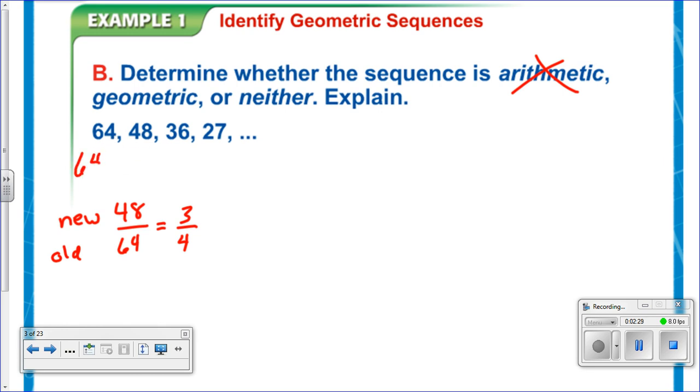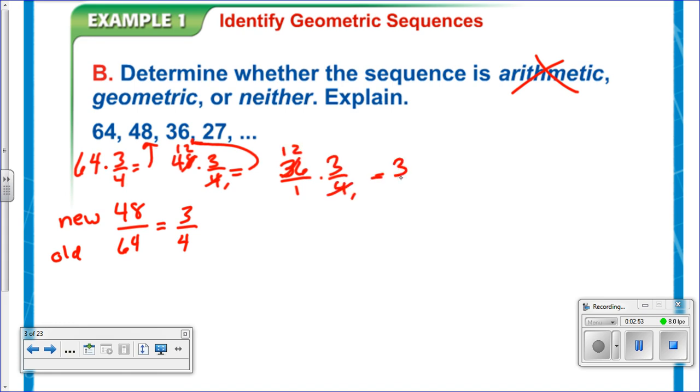So 64 times 3/4, yep, does give me 48. 48 times 3/4, see 4 goes in there once, goes in there 12 times, yep, that gives me 36. 36 times 3/4, yep, it goes in there 12 times, what did I miss here? Whoops, that should be a 9, not a 12. 9 times 3 is 27. So this looks good. This is definitely geometric. And what we're multiplying everything by is actually 3/4.